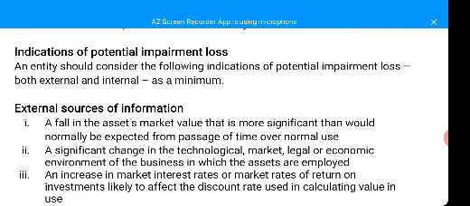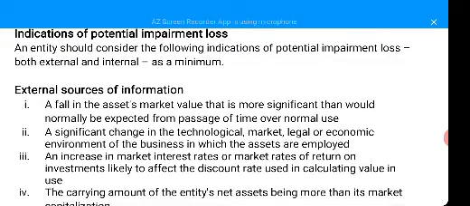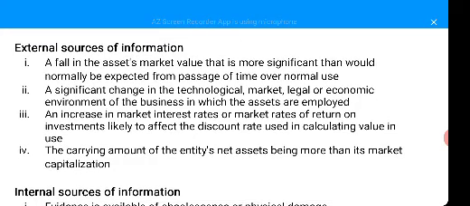Now let's go to the external indications. What are those external factors that tell us this asset has been impaired, that its recoverable amount is lower than the carrying amount? One, the market value. When there is a significant drop in market value, or expected passage of time. A significant change in the technology, market, legal, and economic environment of the business in which the assets are employed. That is a significant, adverse change.